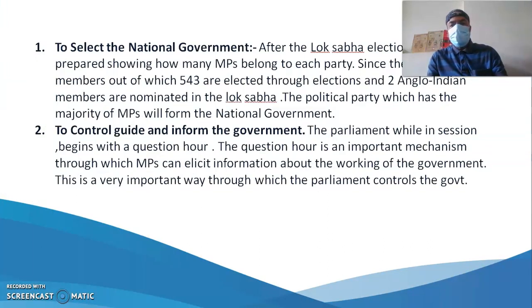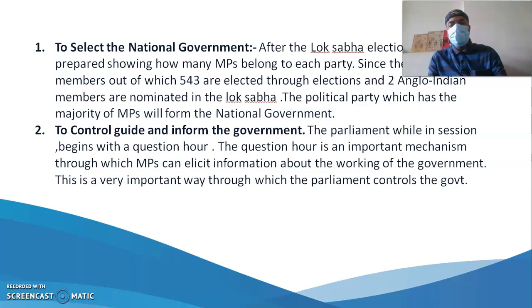After the Lok Sabha elections, a list is prepared showing how many members of parliament belong to each party. There are 545 members, out of which 543 are elected through elections and 2 Anglo-Indian members are nominated in the Lok Sabha. The political party which has the majority of members of parliament will form the national government. That is half plus 1, almost 275 members. That is the majority party.